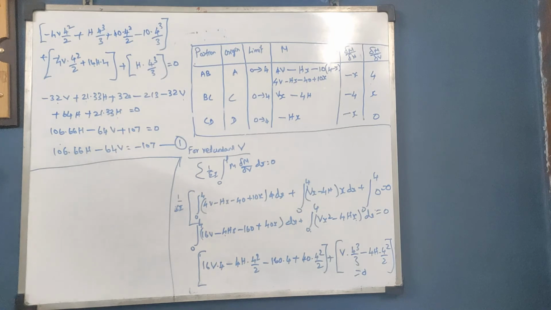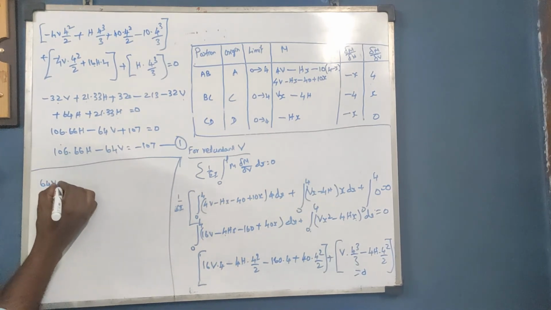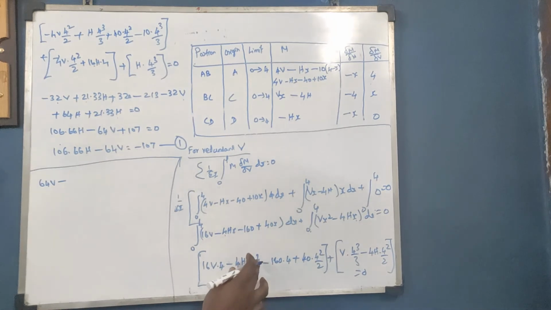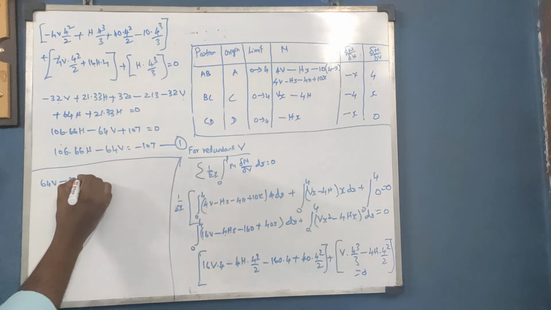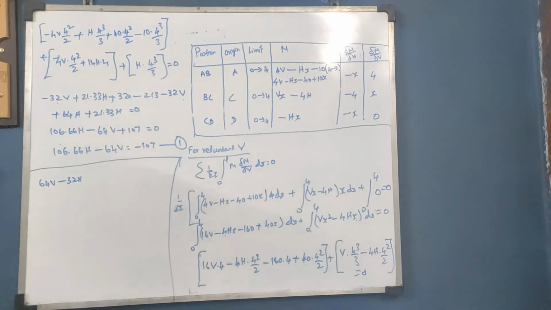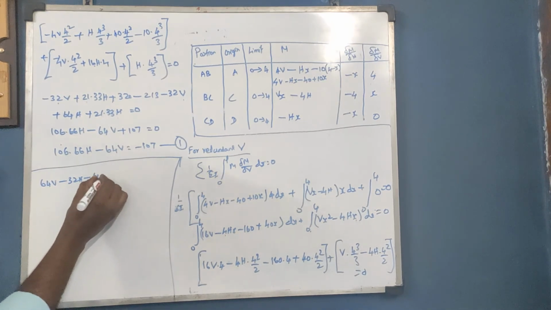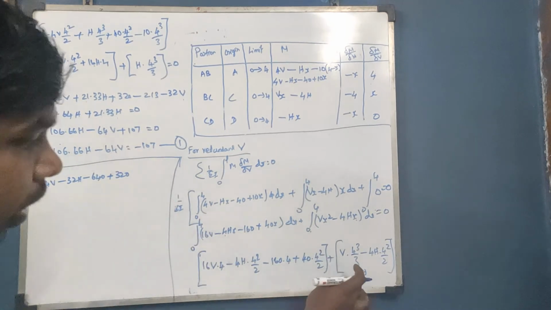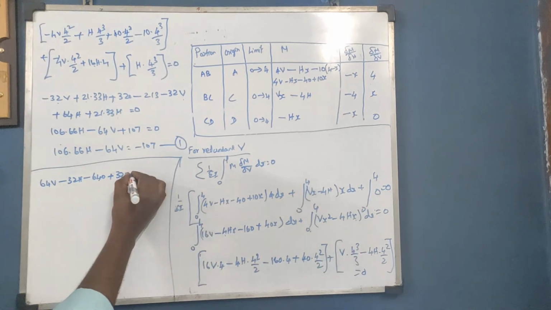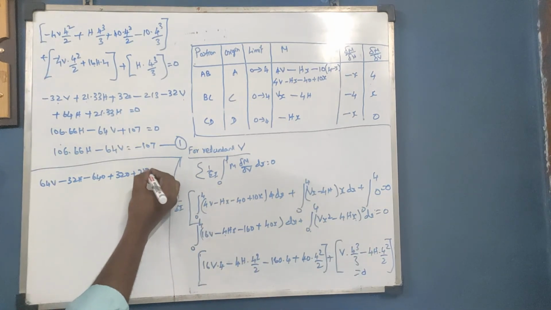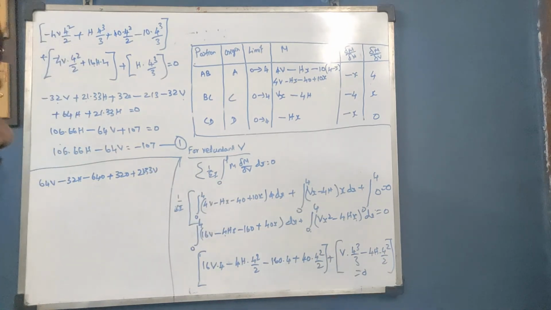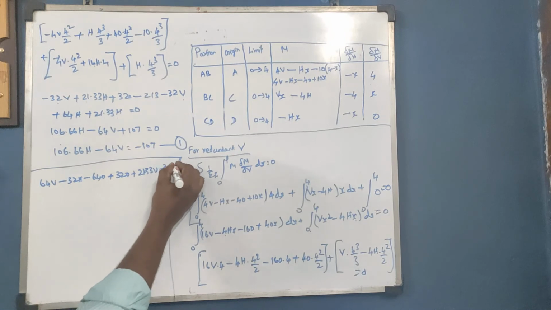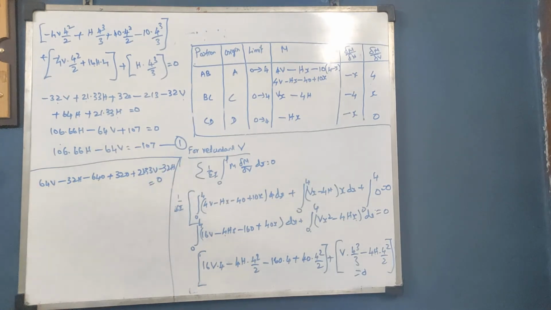16V into 4, it is 64V minus 4 square by 2, it is 8, 8 minus 32h, and 160 into 4, it is 640, minus 640 plus 40 into 8, it is 320, and 21.33V minus 32h equal to 0, right?